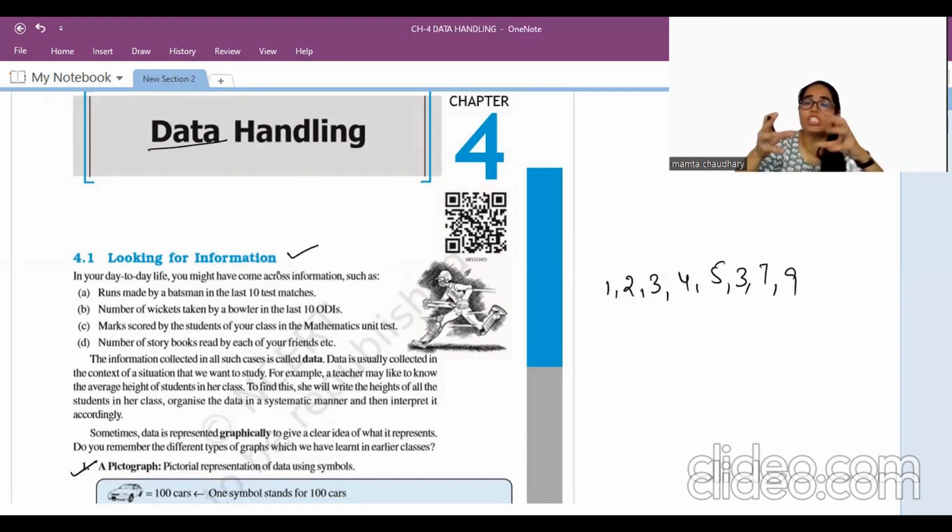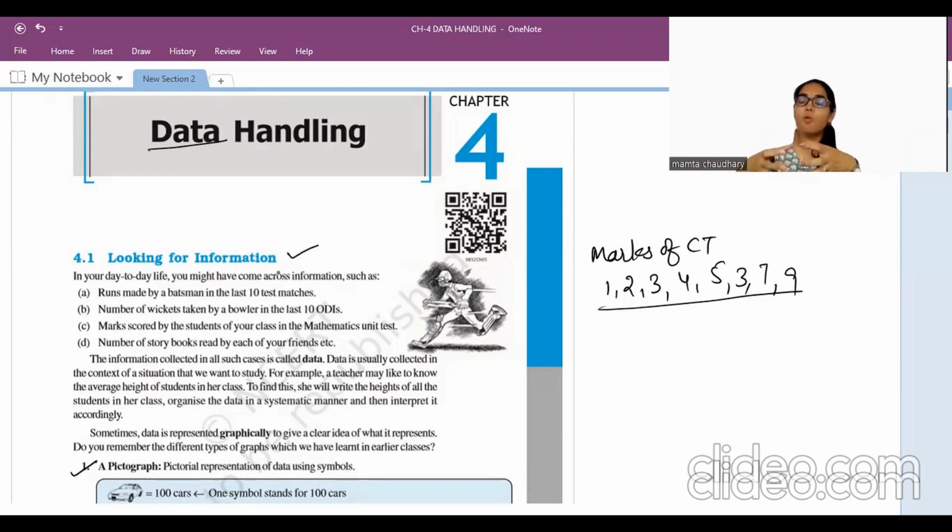Data is what? Which gives you some information. If I write here that these are the marks of a class test, now you can tell that, ma'am, these are the class test marks. It means these are providing you certain information. If such a thing provides you certain information, it is data. So the information collected in all such cases is called data.